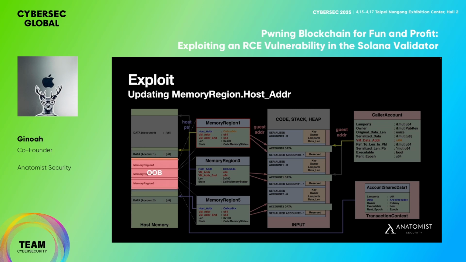Next, we attempt to scan and egg hunt memory region 5 on the host heap. We can simply revert the transaction and try again until we successfully find memory region 5. Once found, we override its host address to point to wherever we want, giving us read-write access to an arbitrary address.